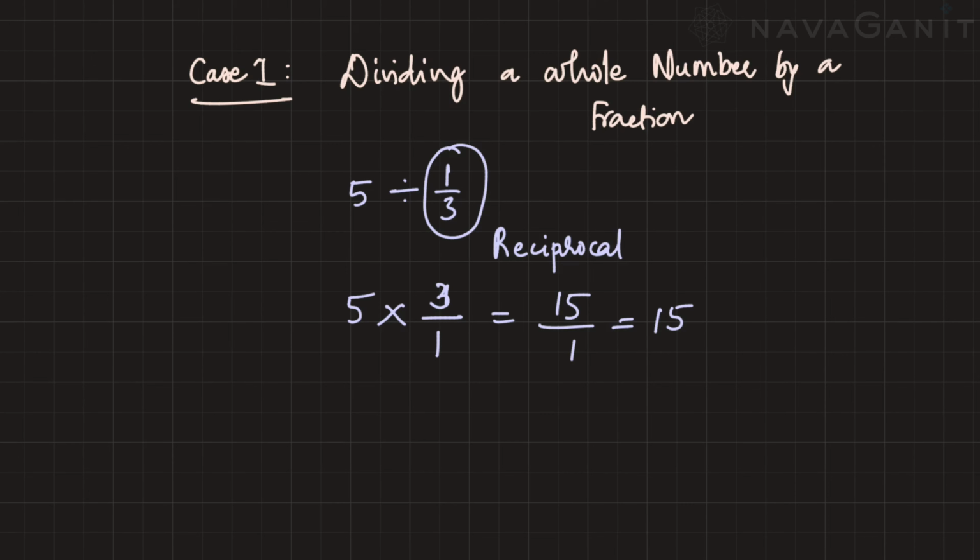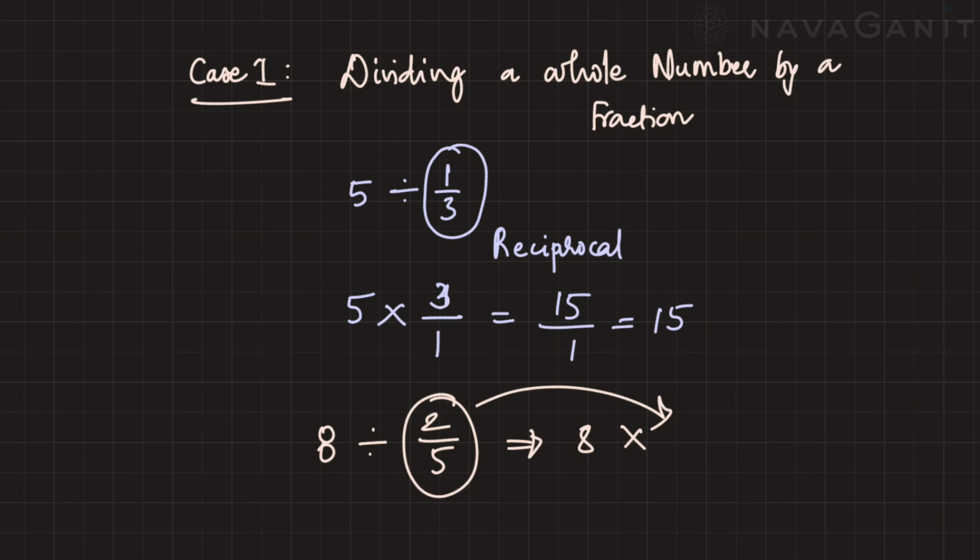Let's take another example. Say I have to divide 8 by 2 by 5. We simply take the reciprocal of the divisor. That is, I flip the numerator and the denominator. I just interchange the numerator and the denominator. So this becomes 5 upon 2, and the result would be 40 upon 2, and finally I can simplify it as 20.